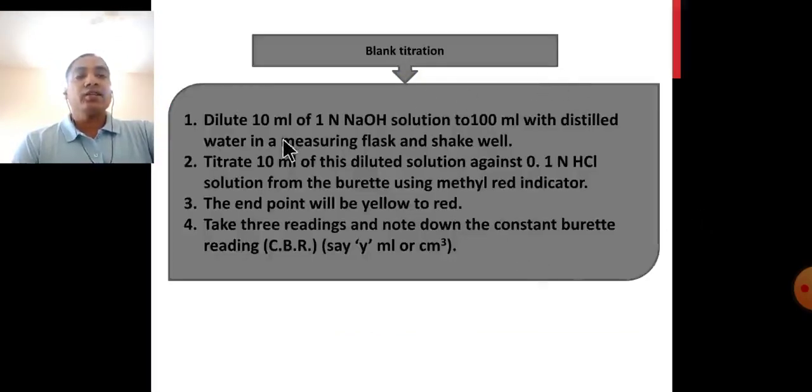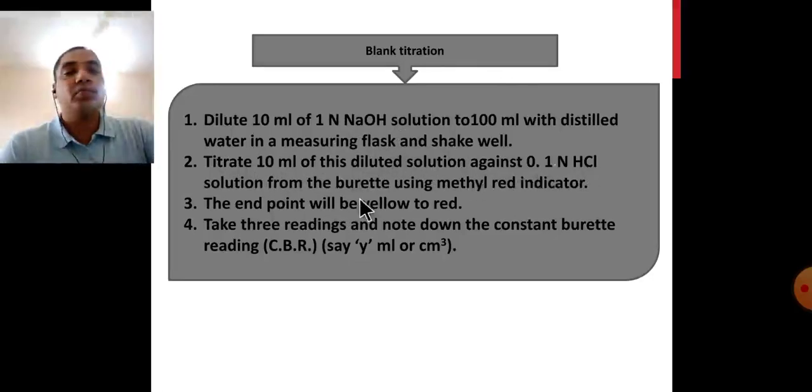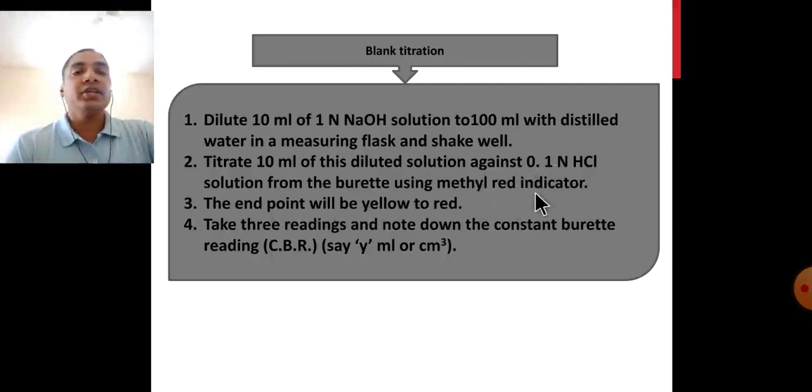Then the blank titration, without the fertilizer sample. Dilute 10 ml of 1 normal NaOH solution to 100 ml in a volumetric flask with distilled water and shake well. Pipette out 10 ml of this diluted 1 normal NaOH solution and titrate against 0.1 normal HCl solution from the burette using methyl red indicator.